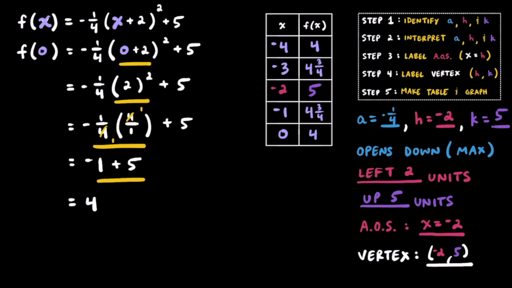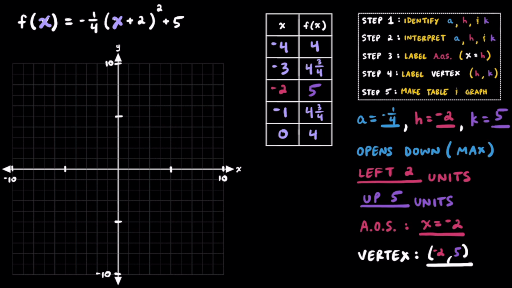So we have 5 ordered pairs now. Let's go ahead and sketch a graph. On our xy plane, let's start with drawing the A.O.S., or the axis of symmetry, which is a vertical line of x equals -2. Here's our A.O.S., and this equation is x equals -2. Our vertex is -2, 5, so that's 2 units to the left and 5 units up, so it's going to be right on our vertex, right about here.